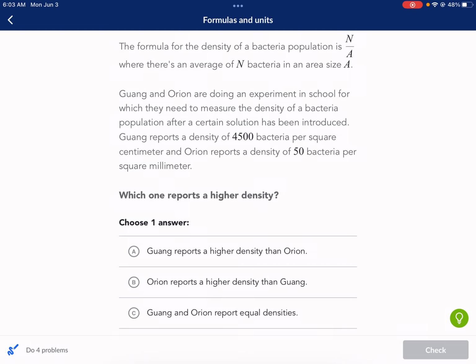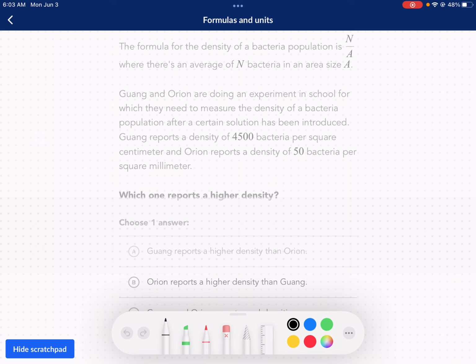Essentially, the main part of this is we need to compare these two things. They're measuring bacteria density, and this first guy says that he has a density of 4,500 per square centimeter, and the second guy says 50 bacteria per square millimeter. And they're trying to figure out who has a higher density. Okay, so a bigger number.